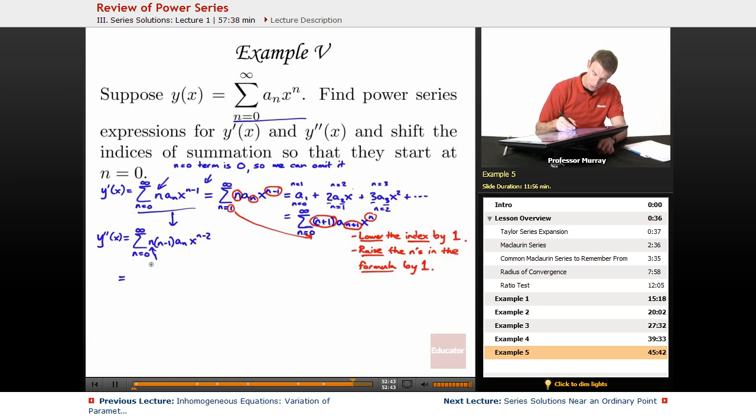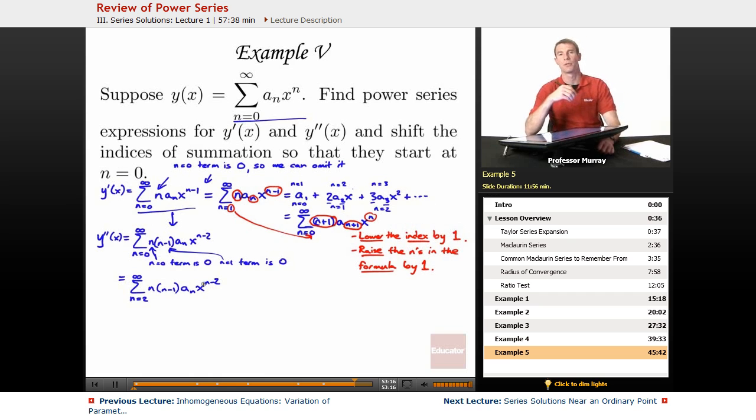And the n equals 1 term, let me write that down, the n equals 0 term is 0. And because of that n minus 1, the n equals 1 term is also 0. So I can drop those two terms out and just start it at n equals 2. N equals 2 to infinity of n times n minus 1 times a sub n, x to the n minus 2. I'm not shifting the indices of summation yet. I'm just dropping off the first couple terms because I noticed that they're going to be 0.